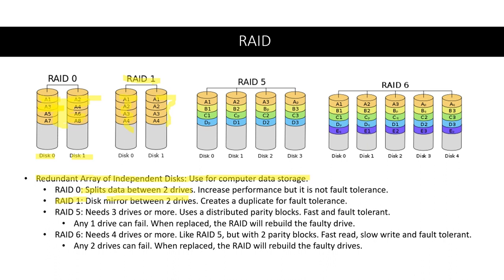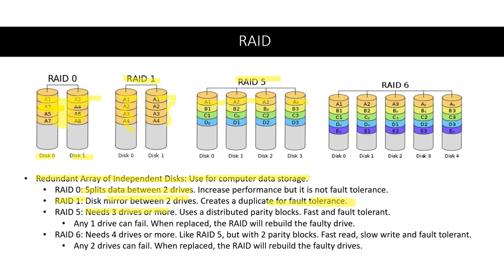RAID 1 makes a mirror between two drives. So RAID 1 will write data into one drive and copy the same data into the second drive. This way, you can lose one drive and you have a completely duplicate on the second drive. You can literally, as a hot swappable, remove drive 0, replace it with a good drive, and then the RAID will rebuild the drive. So within a couple hours, you have your data completely mirrored between the two. Again, it's a duplicate for fault tolerance.